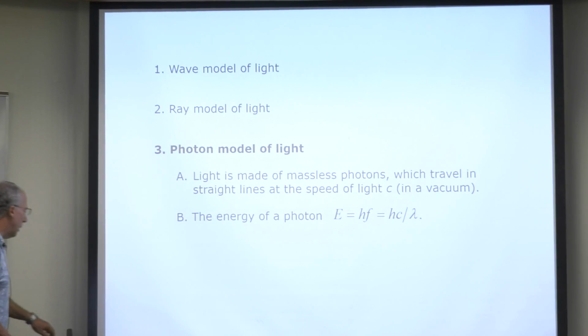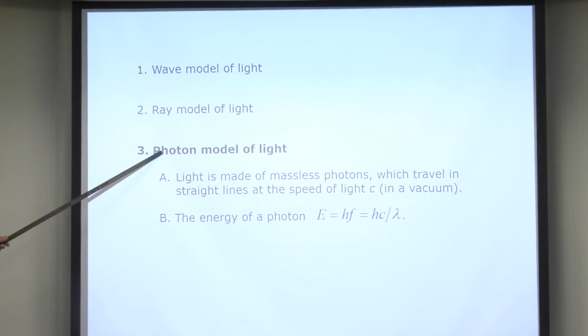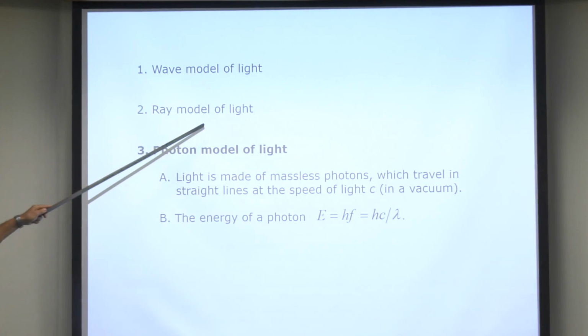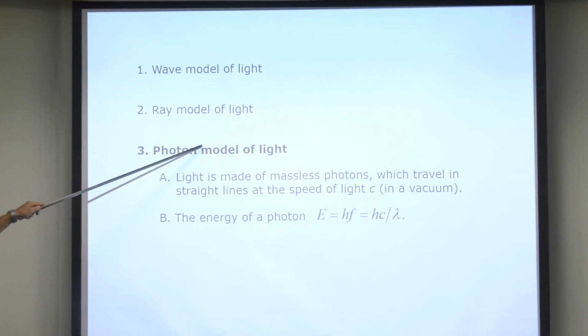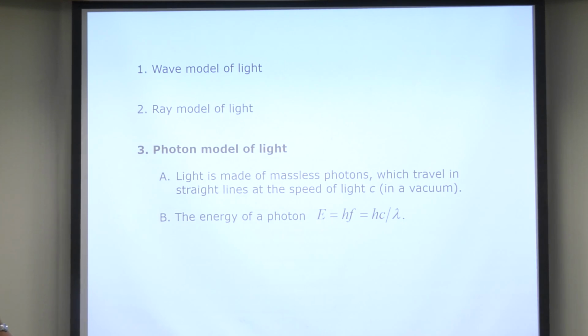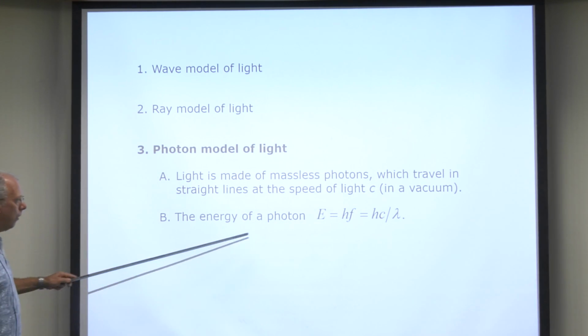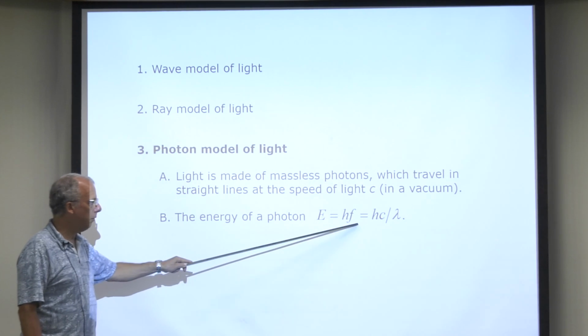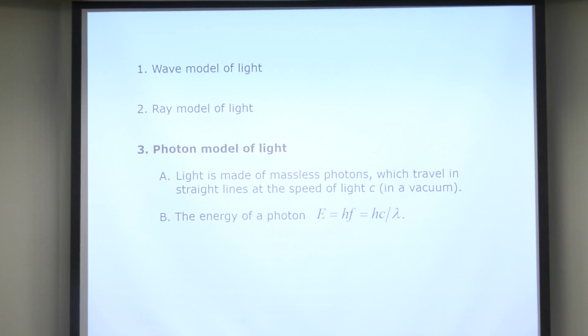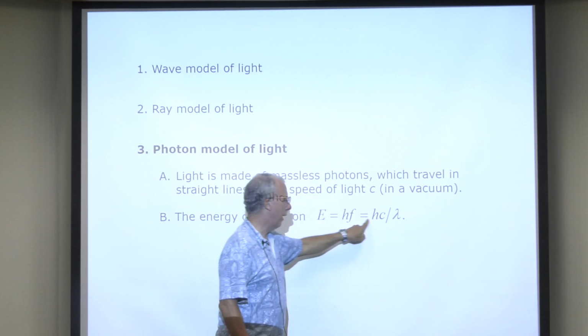All right, then we talked about the third model of light, the photon model. And again, why do you have to have all these models? Well, because the world demands it, right? Sometimes one works, and sometimes either of these don't work, so I have to come up with a new one. So the photon model of light: light is made of massless photons. They travel in straight lines at the speed of light, in a vacuum. And the energy of a photon is E equals hf. f is the frequency, h is Planck's constant, that tiny, tiny number. And then you can use this to solve for f, so you can write it in terms of wavelength.